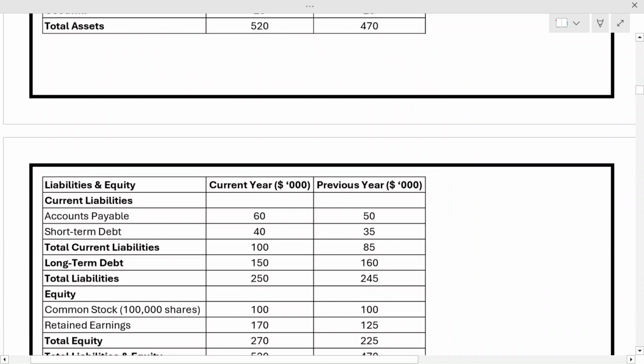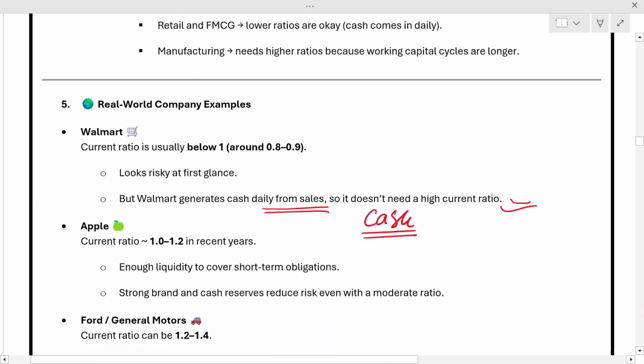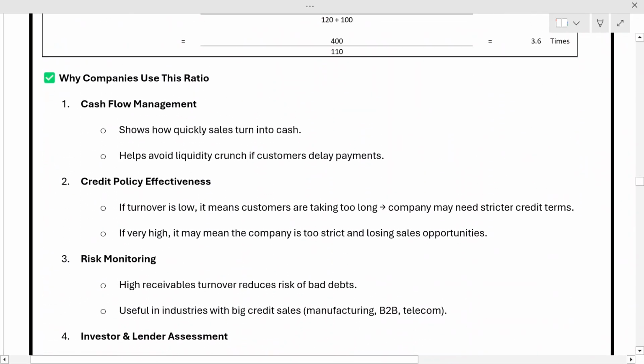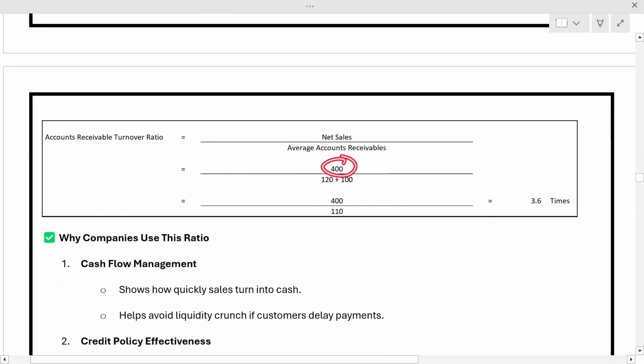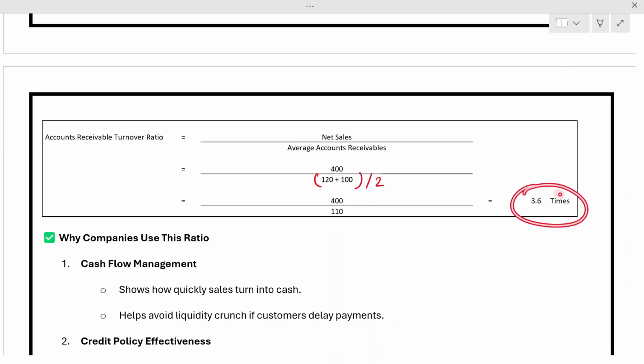So let's go below and see what's happening. We come to the accounts receivable turnover ratio. Our sales is 400, the current year's accounts receivable is 120, and the previous year's is 100. I can say closing accounts receivable and opening accounts receivable, and we need to take the average of both of them. So let me put the average sign here. This was missed. If we put the average, you can simply say this is 400 divided by 110, which gives the result of 3.6 times.